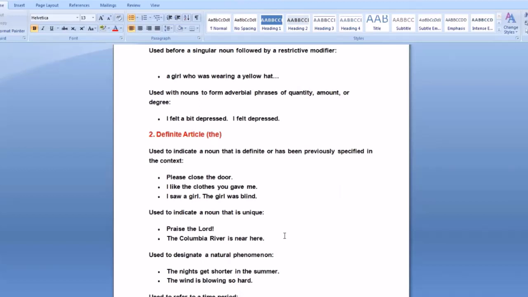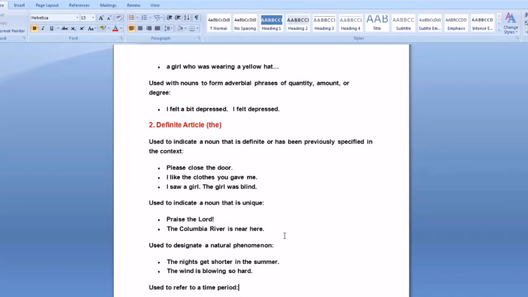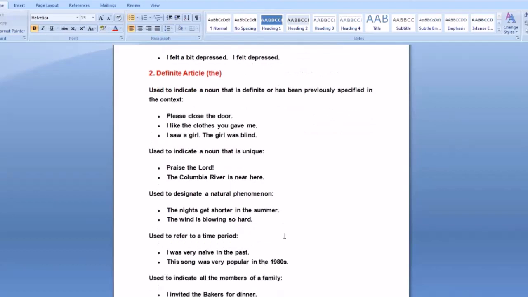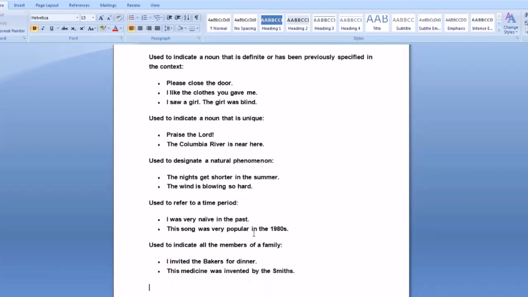Okay. Now, used to designate a natural phenomenon. The nights get shorter in the summer. The wind is blowing so hard. Used to refer to a time period. I was very naive in the past. This song was very popular in the 90s, in the 1980s.